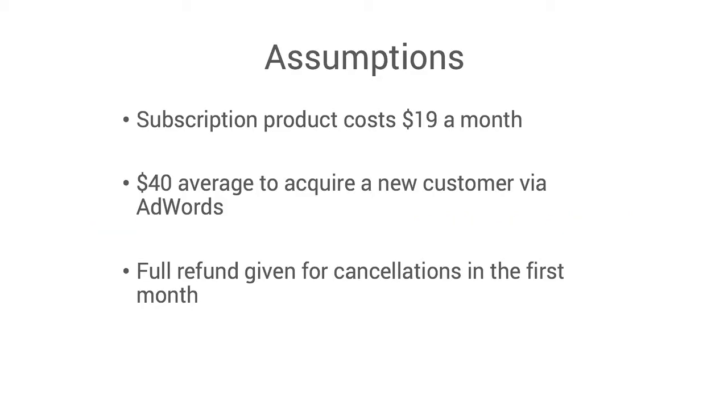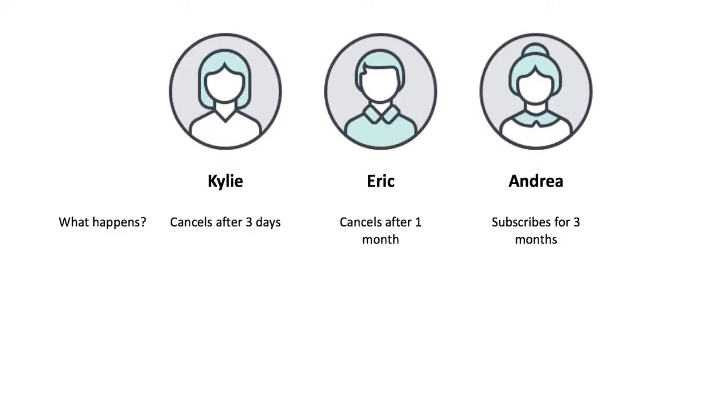We're assuming you're a Shopify store selling subscription products for around $19 a month and that you spend an average of $40 to acquire a new customer via AdWords. Now the problem is those new customers might be of three very different kinds. Kylie cancels after 3 days, Eric pays you 1 month then cancels, Andrea subscribes for 3 months.